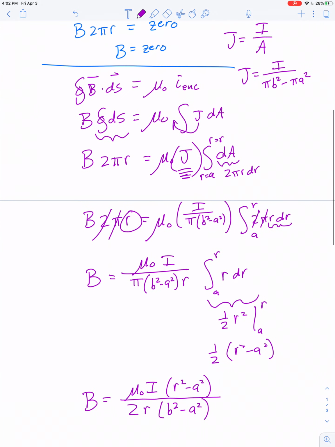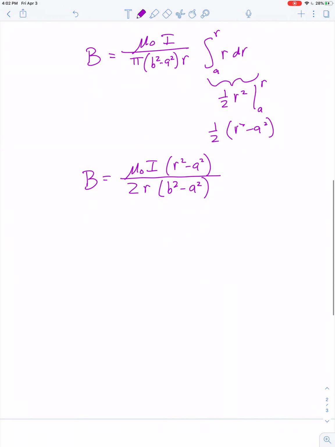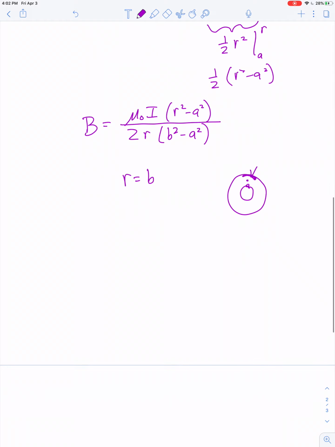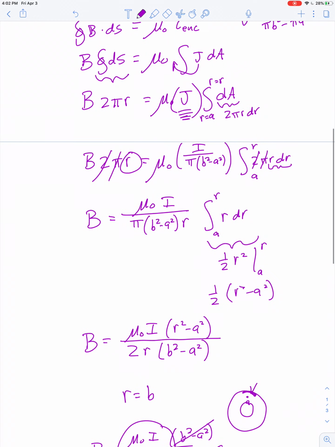Now let's check. I think that's our final answer for this question, and I want to check something here. What if we had the case where r equals b? In other words, we're trying to find the magnetic field, not somewhere in between a and b, but right at the surface, just before we get to points outside. Well, if that's the case, then we get B equals mu naught I times (b squared minus a squared) divided by 2r times (b squared minus a squared), so that cancels out, and we get mu naught I over 2, oh, I caught my mistake.